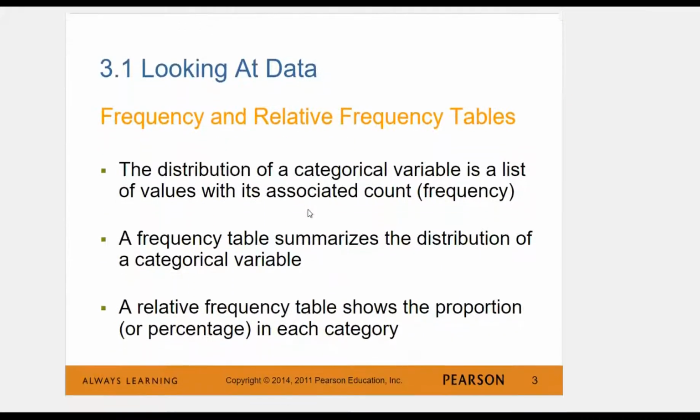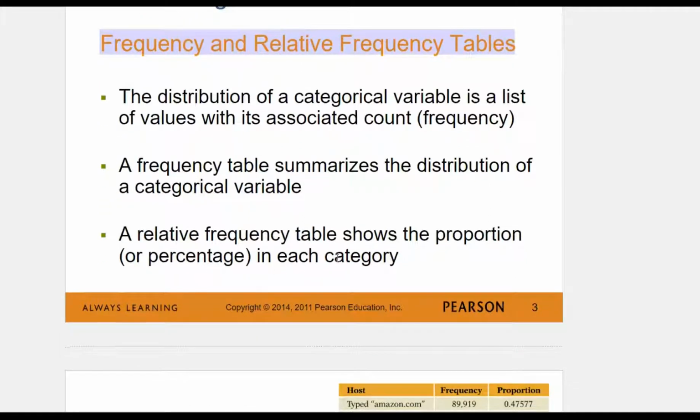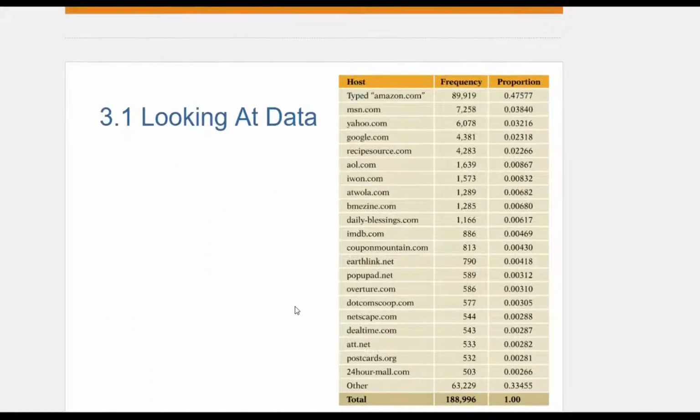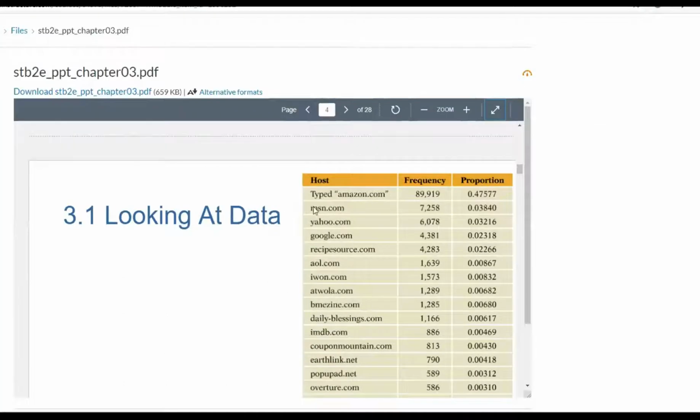So let's move to frequency and relative frequency tables. The distribution of a categorical variable is a list of values with its associated count or frequency. A frequency table summarizes the distribution of a categorical variable. A relative frequency table shows the proportion or percentage in each category. An example, you can see it here. I personally don't like this example. Let me really quickly show you on an Excel file how to actually do that.